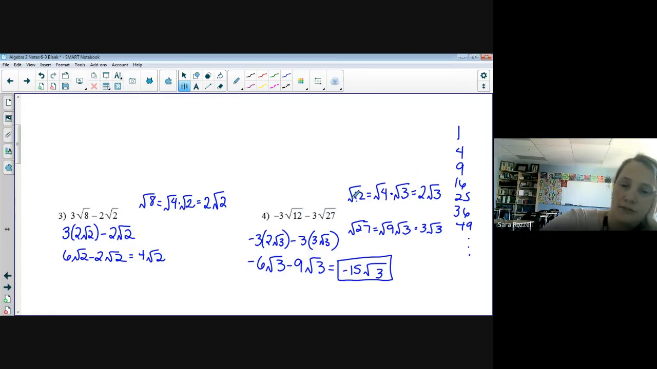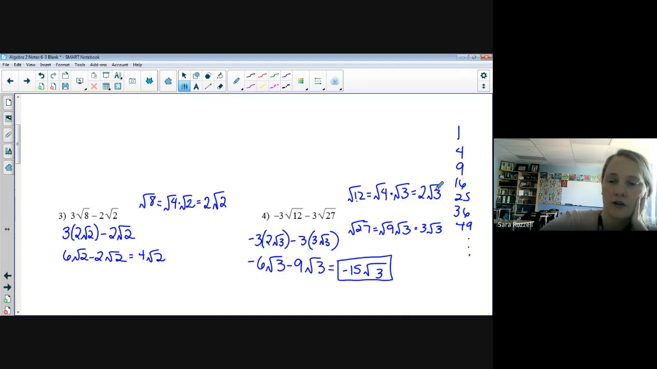12 and 27 can both be simplified. They can be broken down into perfect square times a number. The perfect square that goes into 12 is 4. 4 times 3 makes 12. The square root of 4 is 2. 27, the perfect square that goes into 27 is 9. Square root of 9 is 3. 9 times 3 makes 27.